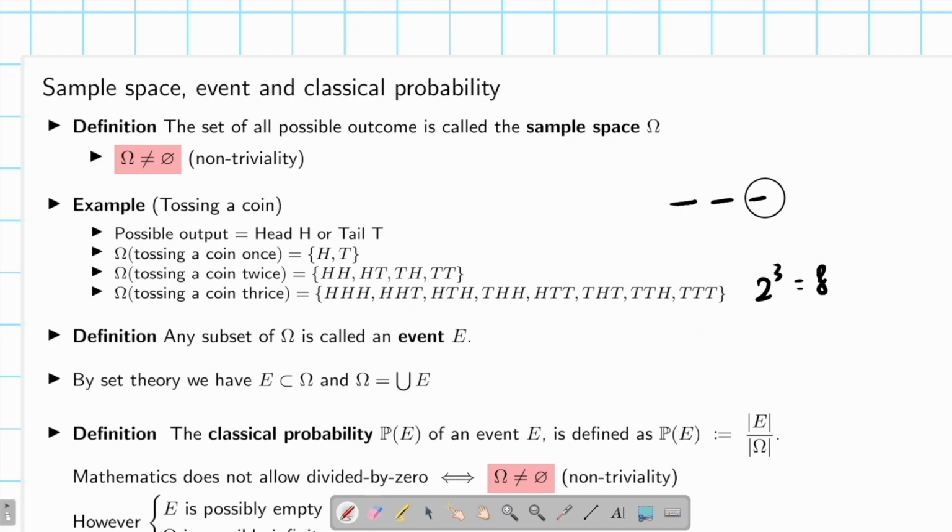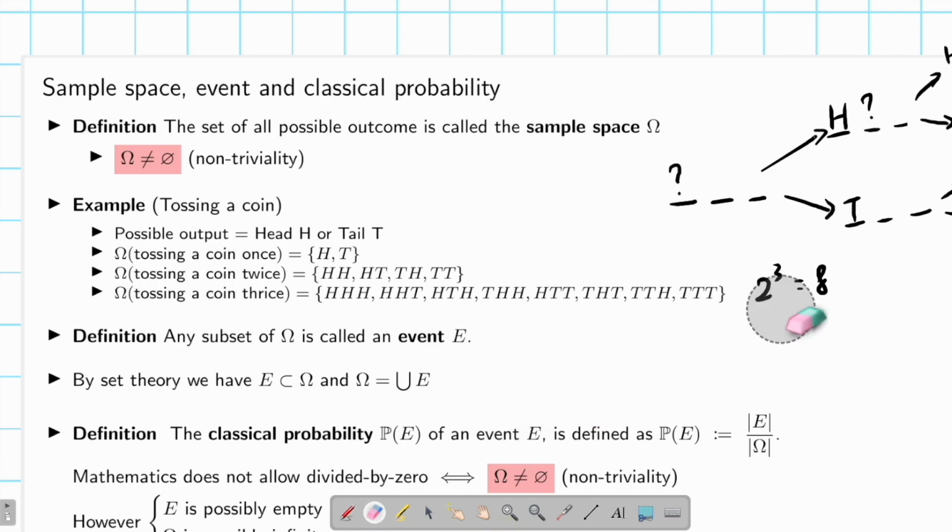How do you see this? Again, using the tree idea, you toss it 3 times. The first one is a question mark, so you can have branches. The first branch is you have a head, and then you have a tail, and you can keep branching it 3 times, so 2 to the power 3.